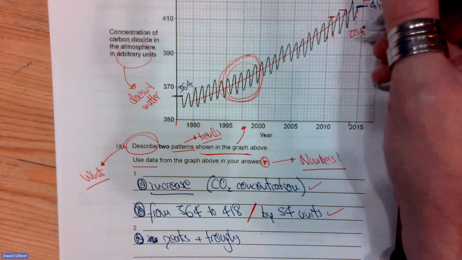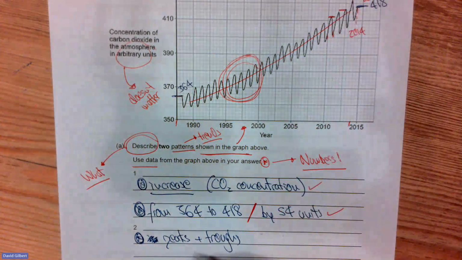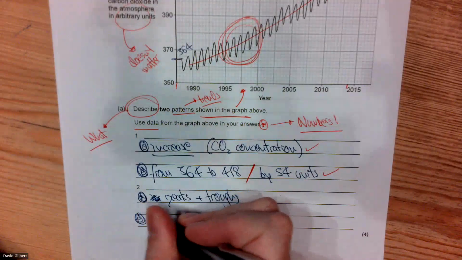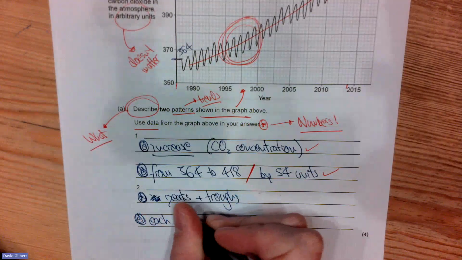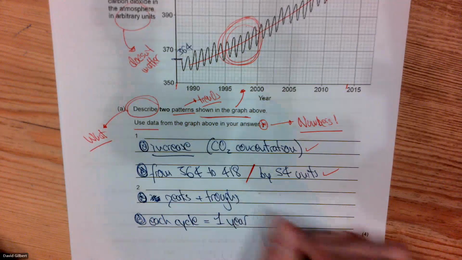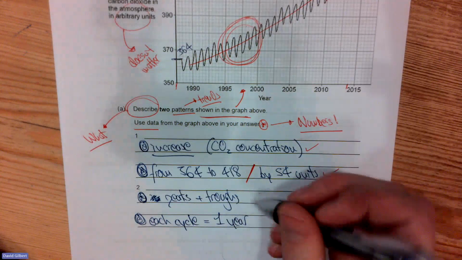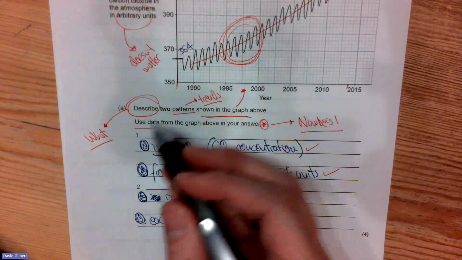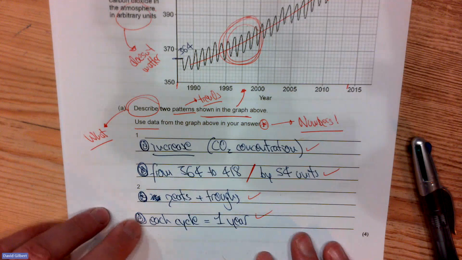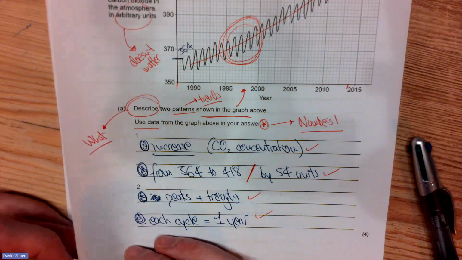So it's that idea that these peaks and troughs, each cycle, represents 1 year. Each cycle through this peak and trough is 1 year. 2 more places where you can get marks. You've just purely described what you see on the graph in as great a level of detail as you possibly can. So, first question. On to the next part of it.